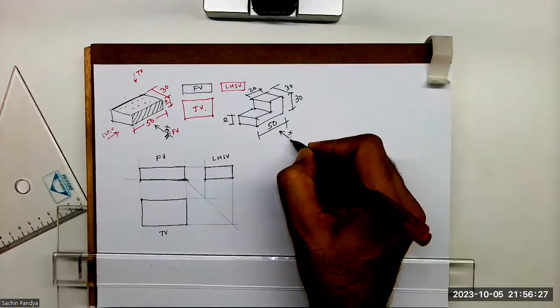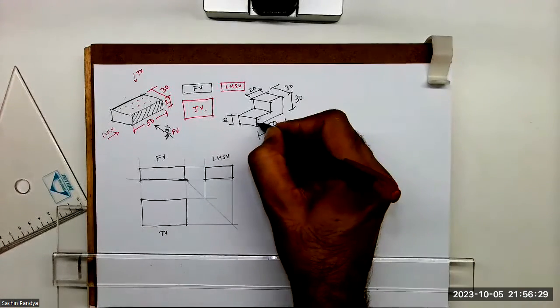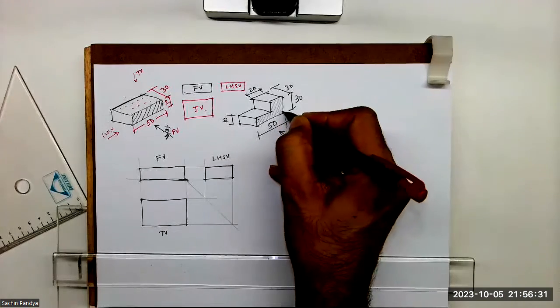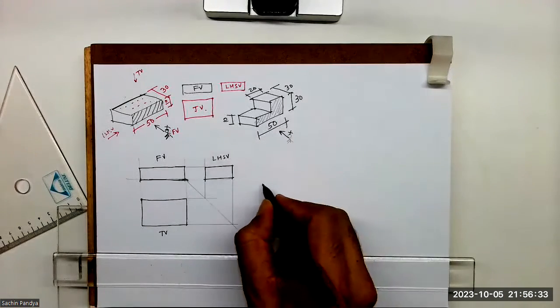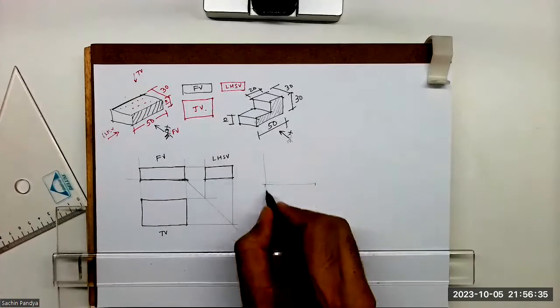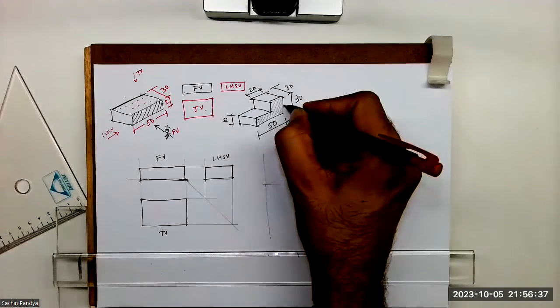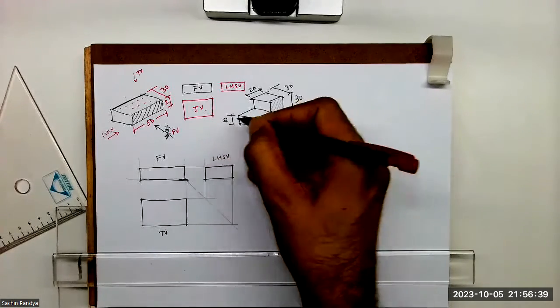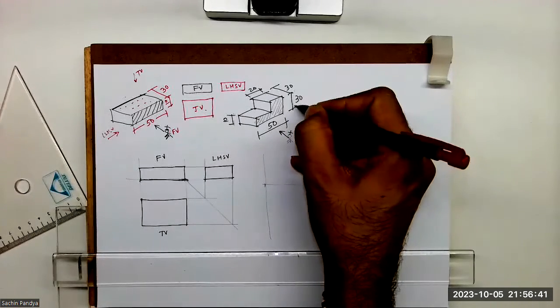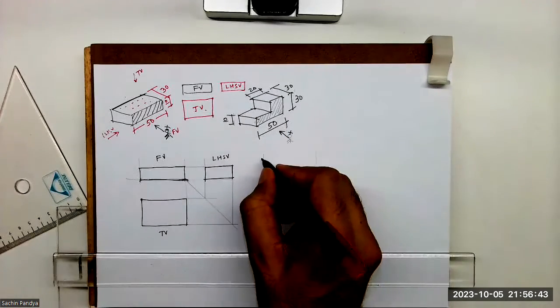So again, the observer is watching it from here. Imagine you are standing here. When you see from here, what do you see? You see this part. How much is the length? 50. So you will draw 50. Then total height is how much? We don't see only this height, we see the total height. So the total height is 30. So I will take 30.